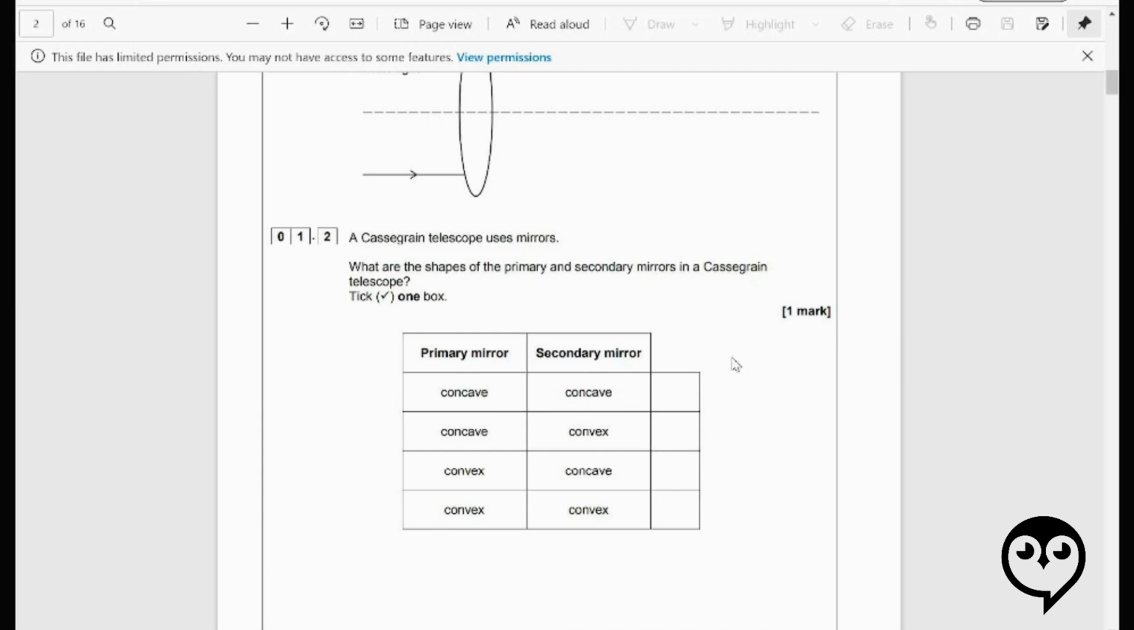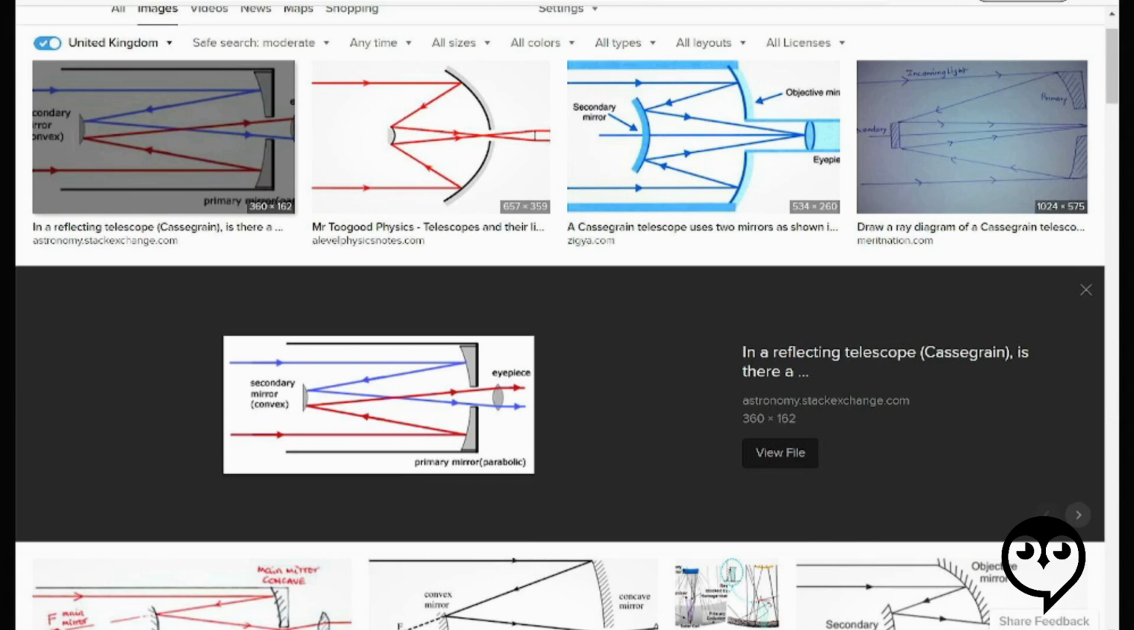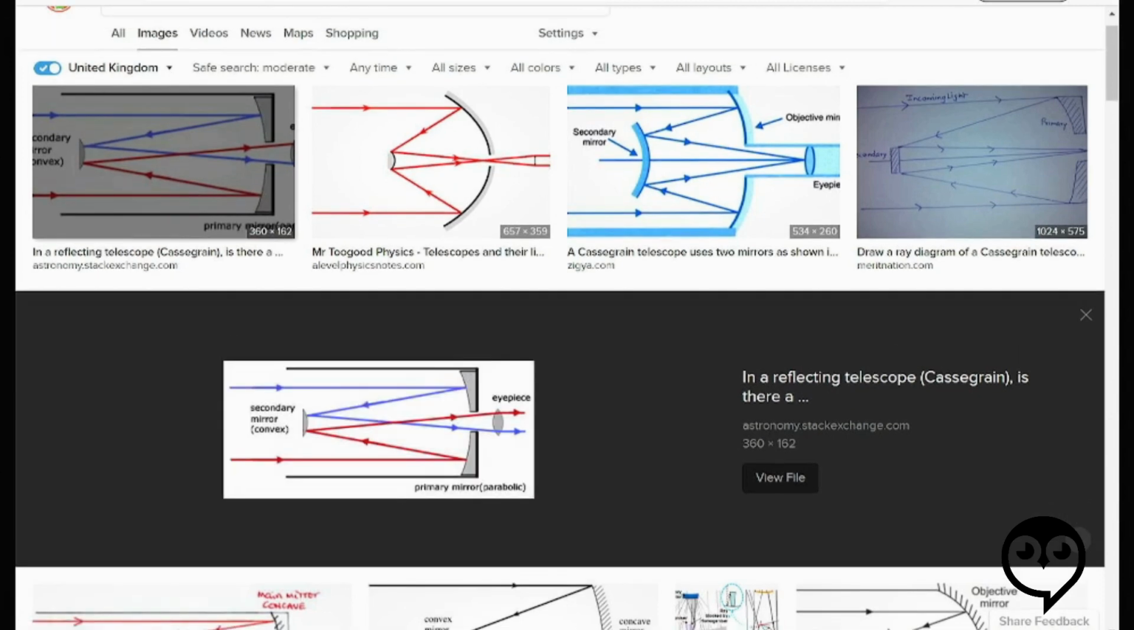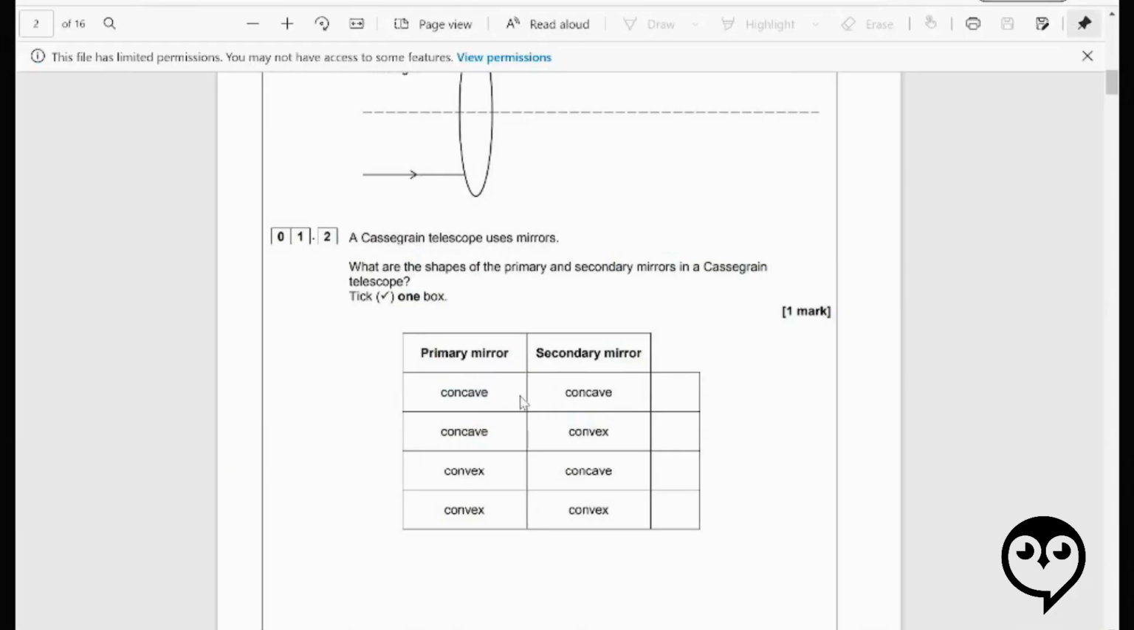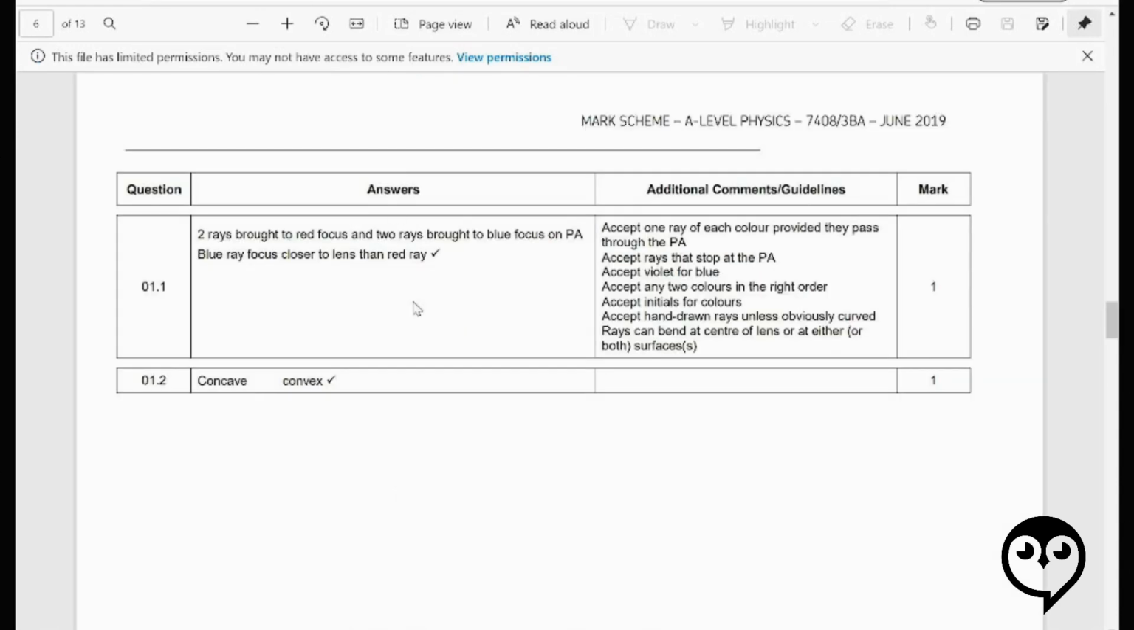This question is just simply wondering what kind of mirrors are we looking at here. So the primary mirror is a convex mirror, or is it concave? Yeah, these ones here, there you can see they're concave. So we want concave, and then the other one's convex. I'm going to guess second row, concave, convex. Let's have a look at the mark scheme while we remember.